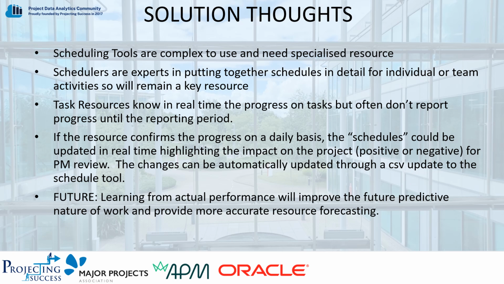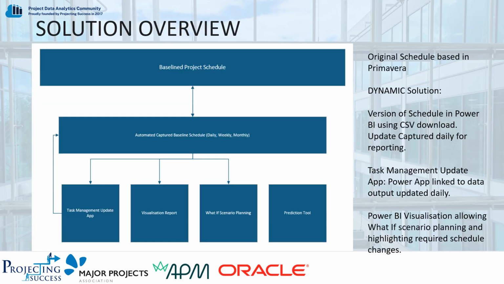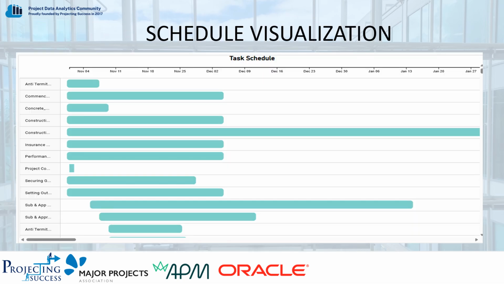We came up with a solution overview to drive this new way of thinking, and we'll take you through each of these in the next few slides. Firstly, to support this, we linked a Primavera schedule into Power BI. This serves as the master and allows us to see the activities which are due in the current periods. This data will then be updated based on data collected in a Power app.